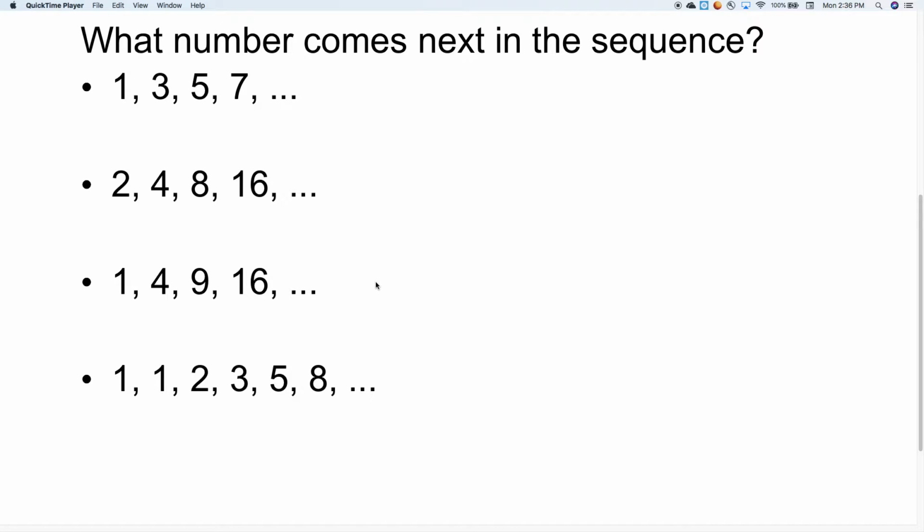What comes next in the sequence 1, 3, 5, 7, 9? Oops, I said that. Darn it. 9. Okay, that one was easy. Good, I gave away the easy one. So how would you describe that pattern?